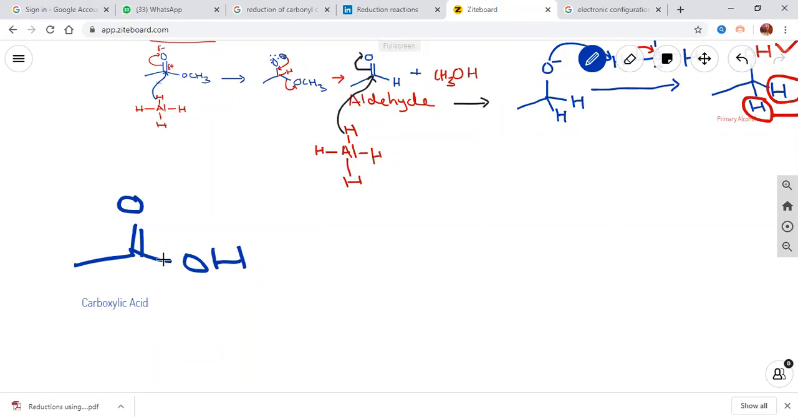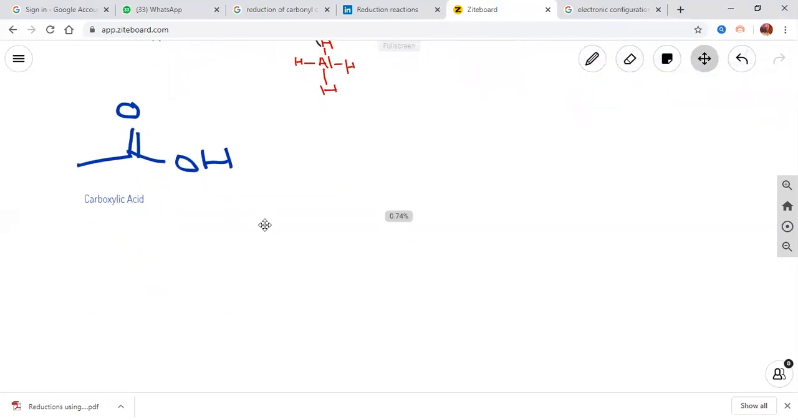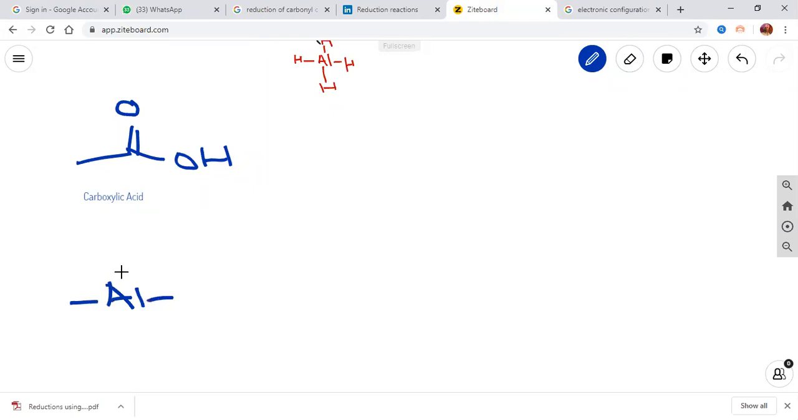So carboxylic acid is acidic in nature. For lithium aluminum hydride, this aluminum hydride cannot attack the carbon atom because the hydrogen of the carboxylic acid is acidic in nature. This hydrogen is acidic hydrogen.